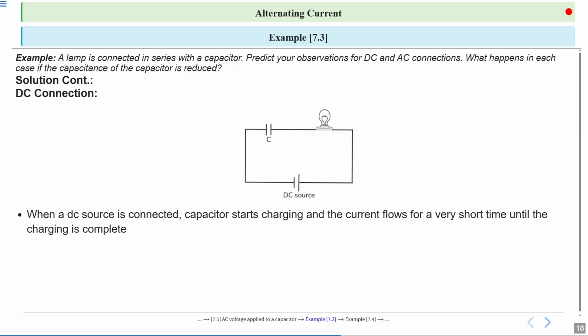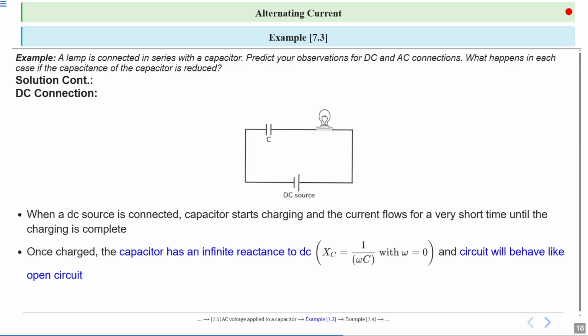Okay, so the glow in the bulb will keep on decreasing, and when the capacitor is fully charged, there is no glow in the bulb. So the bulb will not glow. When a DC source is connected, the capacitor starts charging and the current flows for a very short time. That short time is for the charging of the capacitor, until the charging is complete.